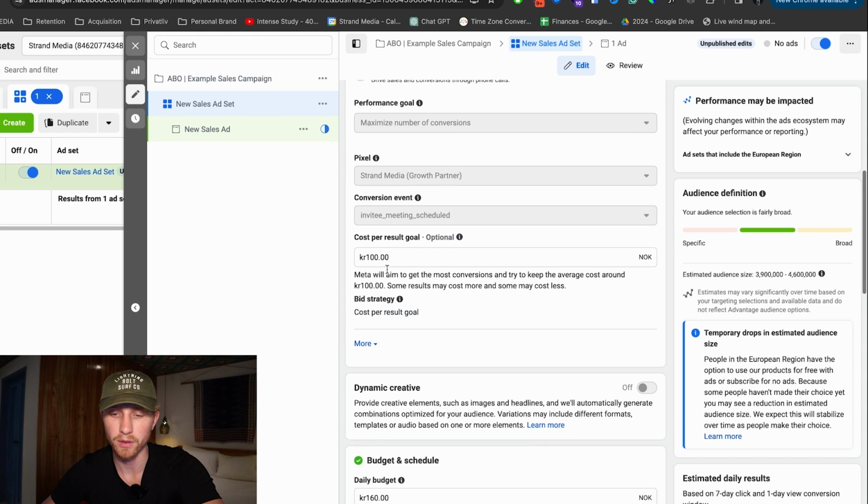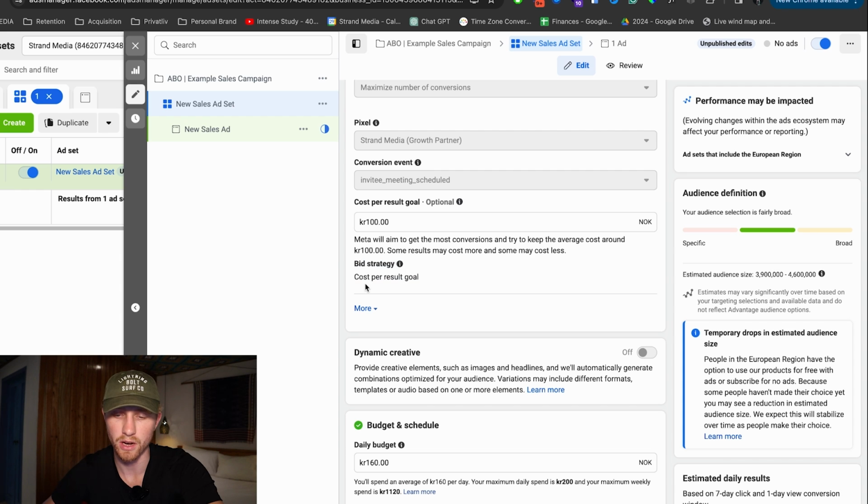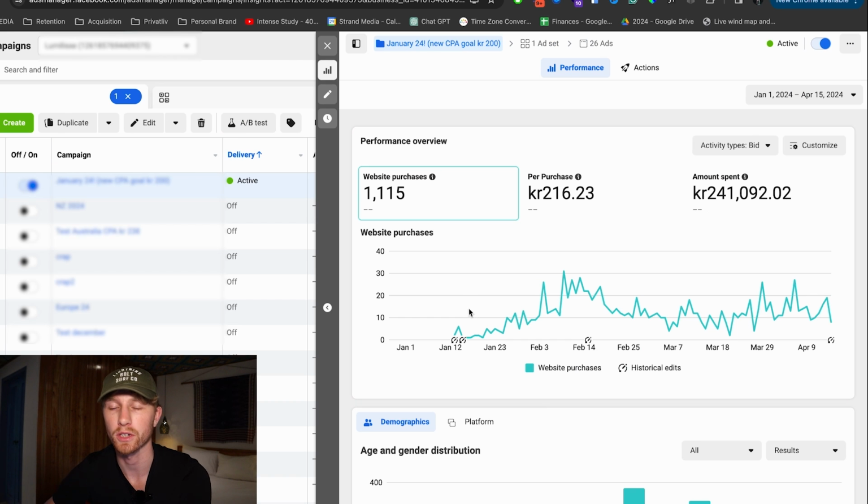So as you can see now, I put in 100 kroner and the bid strategy is changed to cost per result goal. Now I'm actually going to show you what you can expect when you start using the cost per result goal bid strategy, because it's not so intuitive. It takes a bit of patience and you need to understand how it works in order to fully maximize the results you can get from it. So I'm going to show you an ad account here from one of our clients. This is an e-commerce client.